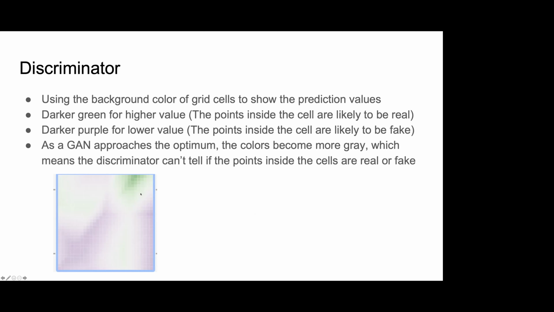Take this as an example. We know the discriminator will say this part is most likely fake because it's purple, so the points inside these grids are most likely fake, and this part is most likely real. And between those, in this gray area, the discriminator cannot tell if they are real or fake.